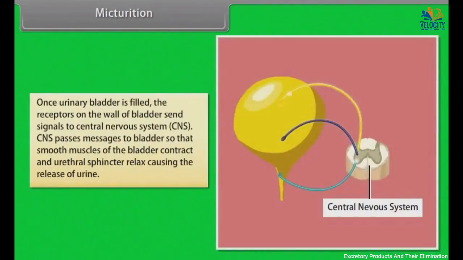Once the urinary bladder is filled, the receptors on the wall of the bladder send signals to the central nervous system. The CNS passes messages to the bladder so that the smooth muscles of the bladder contract and the urethral sphincter relaxes, causing the release of urine.